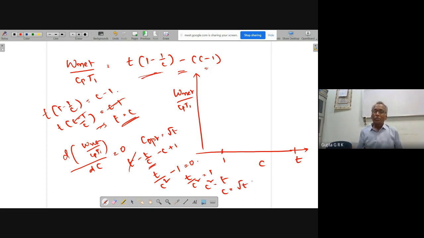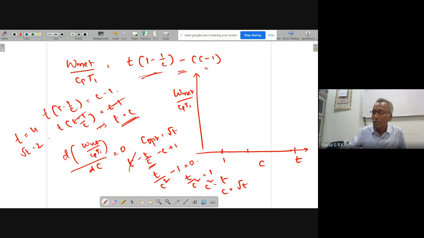Okay, so that is the optimum C. So root T will be maybe somewhere here. It will not be at the center, right? It will be somewhere towards 1. And suppose T is equal to 4. Then what is root T?